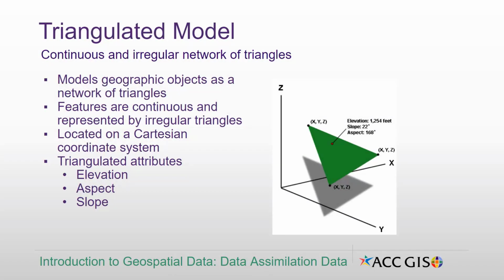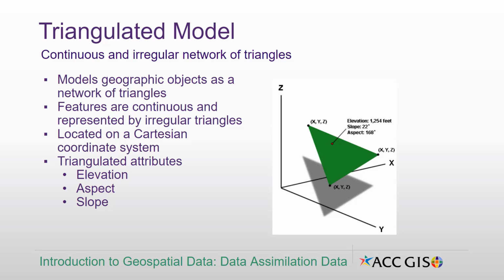The last type of logical geospatial data model I want to discuss is the triangulated model, in which we can model geographic objects as a continuous and irregular network of triangles. And so the triangulated model includes triangles, or what are also known as faces, that are located on a three-dimensional Cartesian coordinate system. So it's not just the x and the y values, but it's also the z values.